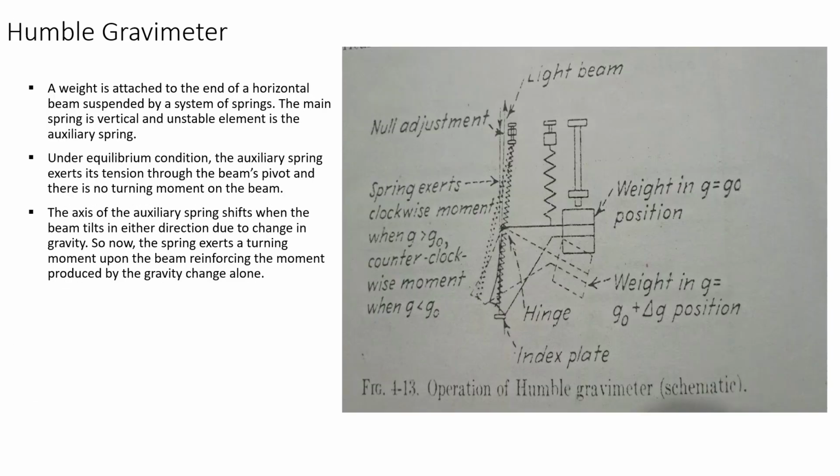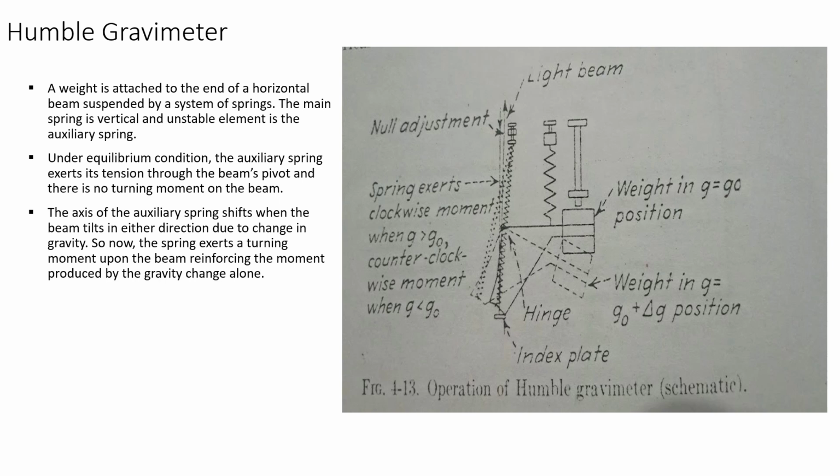The next unstable gravimeter is the Humble gravimeter. In the Humble gravimeter, there is again a weight which is supported by two springs. One is the main spring and the other one is the unstable spring, that is the auxiliary spring. The main spring is vertical, as you can see, but the auxiliary spring is somewhat inclined, but in the equilibrium condition it exerts its tension through the pivot, and so everything is balanced in the equilibrium condition, and so the adjusting spring, or you can say the unstable spring, auxiliary spring, exerts no turning movement on the beam.